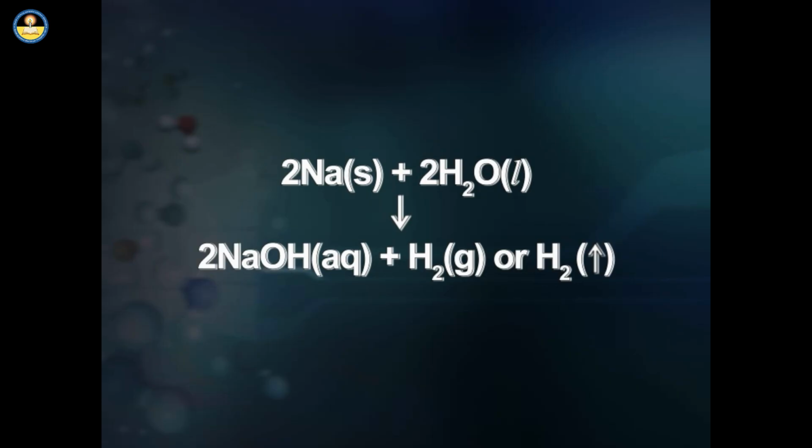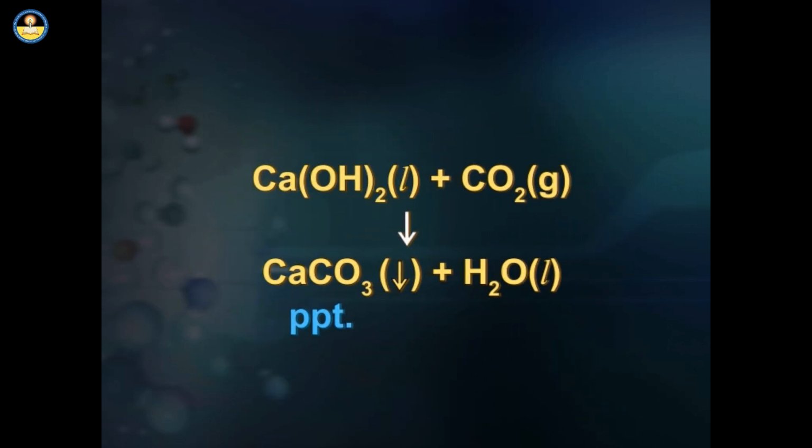This equation shows sodium is in solid state, water is in liquid state, sodium hydroxide is in aqueous state, and hydrogen is in gaseous state. Up arrow reveals that gas is liberated. Ca(OH)2 in liquid state reacts with carbon dioxide in gaseous state to give CaCO3 with a down arrow and H2O in liquid state.